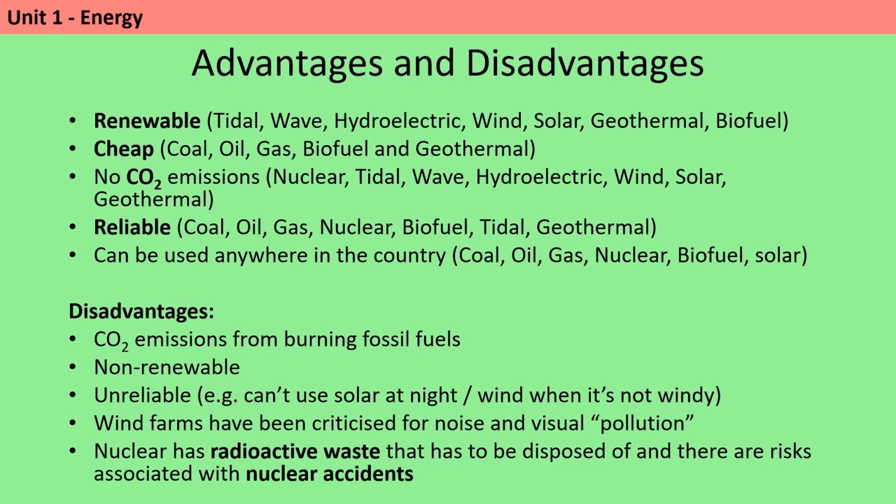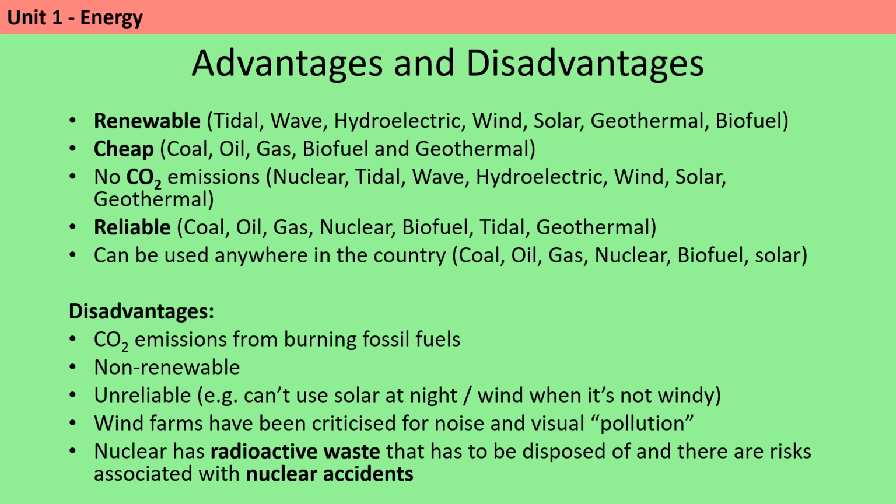Key advantages to think about are whether or not they're renewable, in other words, they won't run out, whether they're cheap, whether they have carbon dioxide emissions, because as we know, carbon dioxide is a greenhouse gas and it's leading to further global warming, so that's not a good thing. Whether they're reliable, so for instance, you can't use wind power if it's not a windy day, you can't use solar power if there isn't any sunlight, so those would make those kinds of generating electricity unreliable. And also whether it's possible to use them anywhere in the country. So for instance, some of these methods of generating electricity, you need to be by the coast, you need to be by the sea.